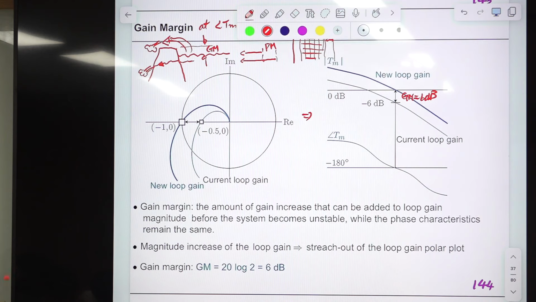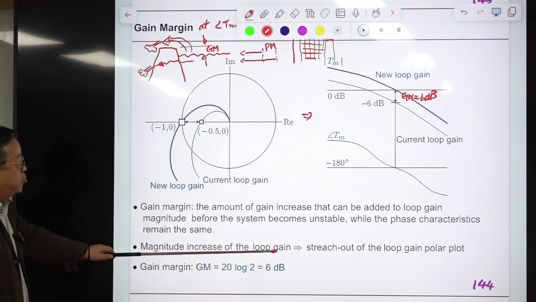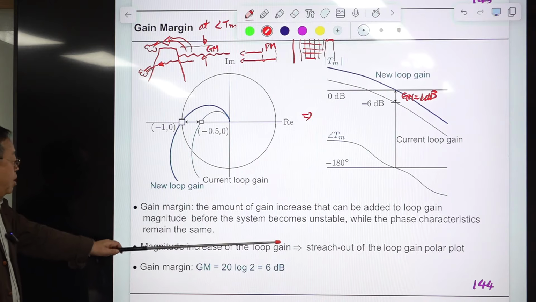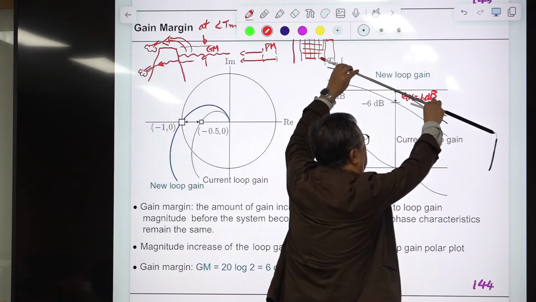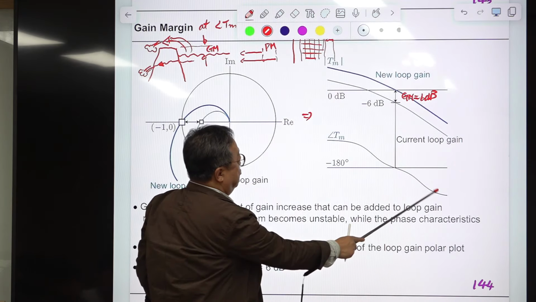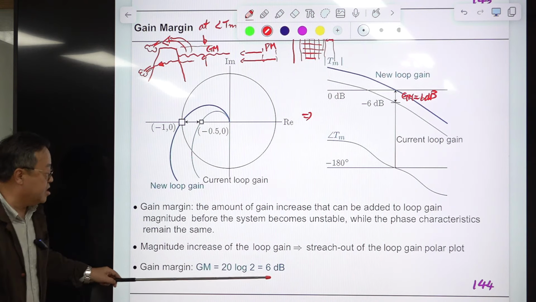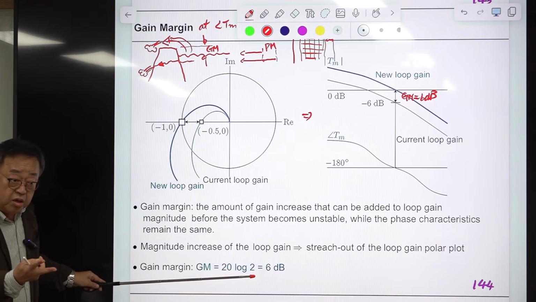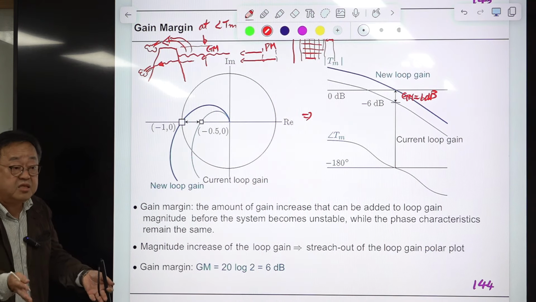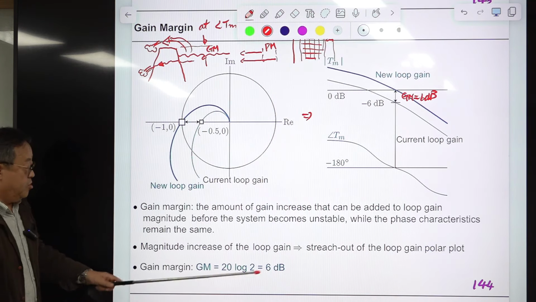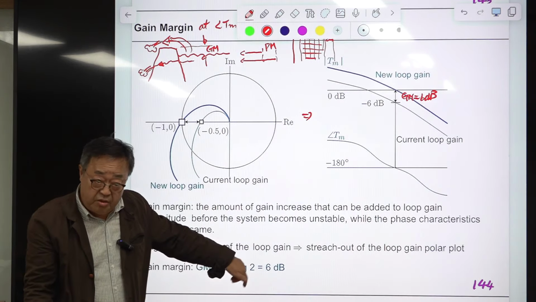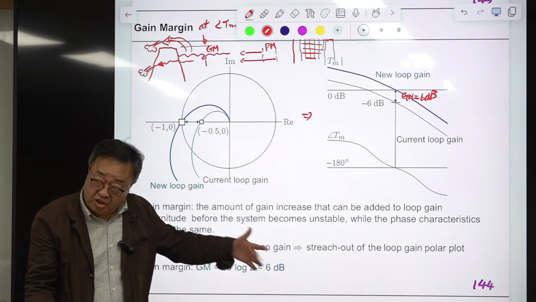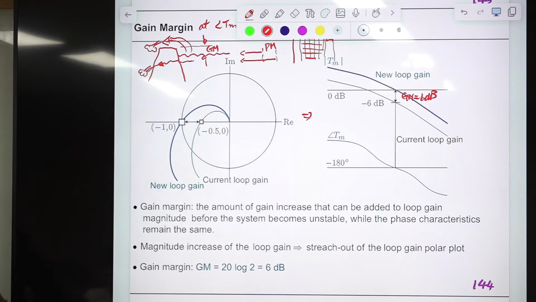So there is a meaning of this. Magnitude increase of the loop gain stretches out the loop gain polar plot, or enhancement of this one by this much, while maintaining the phase characteristics unchanged. So gain margin is this one. Gain margin is 2. Okay. If you double the feedback gain, the system becomes marginally stable. So this is about 6 dB. So it has a 6 dB margin. This is a small margin. Okay. Usually you need larger than this, 10 dB or 12 dB sometimes. But this might be okay, but this is rather dangerous for some cases.